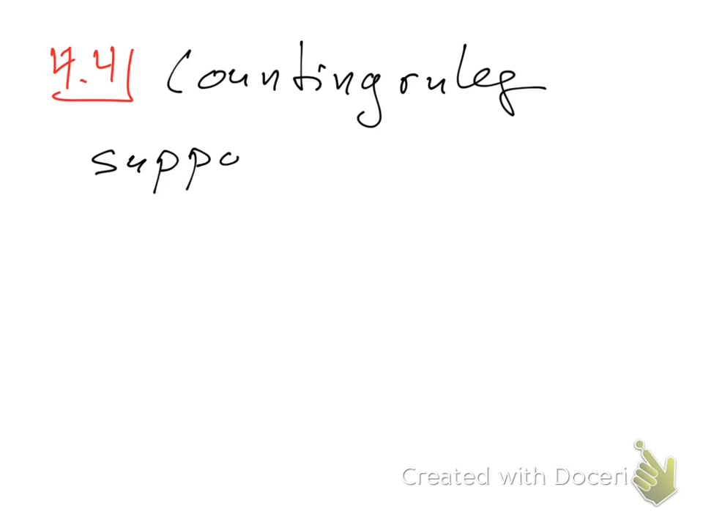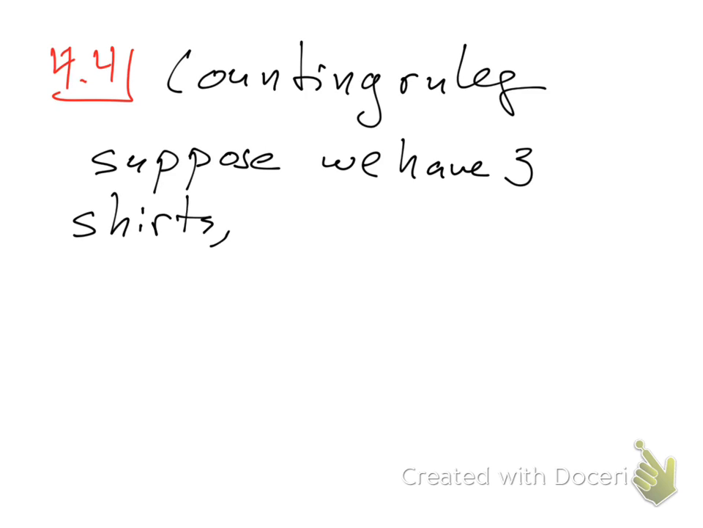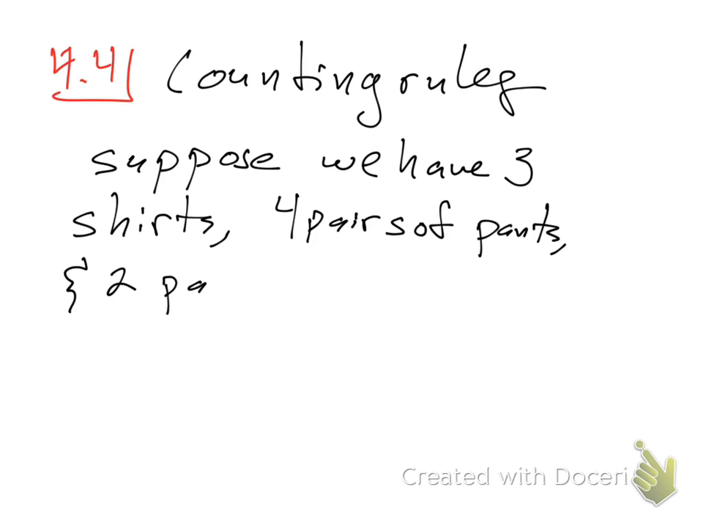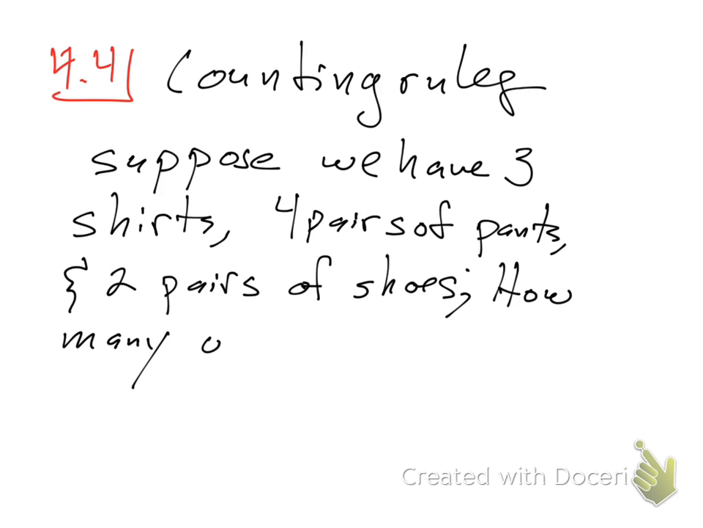Suppose we have 3 shirts, 4 pairs of pants, and 2 pairs of shoes. How many outfits do we have? And so we're going to talk about what's called the fundamental counting principle.